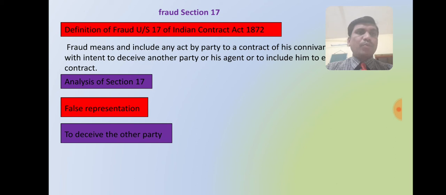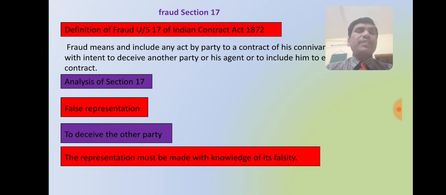Sometimes deceive is through monetary benefit, for any property benefit, or for any other benefit under a contract. The representation must be made with knowledge of its falsity. For application under section 17, that is fraud, it is very much required that the representation made by the party is with the knowledge of its falsity, means the person must know that whatever I am giving or promising to give is false. I cannot give it, or I may not be the original owner of the goods.